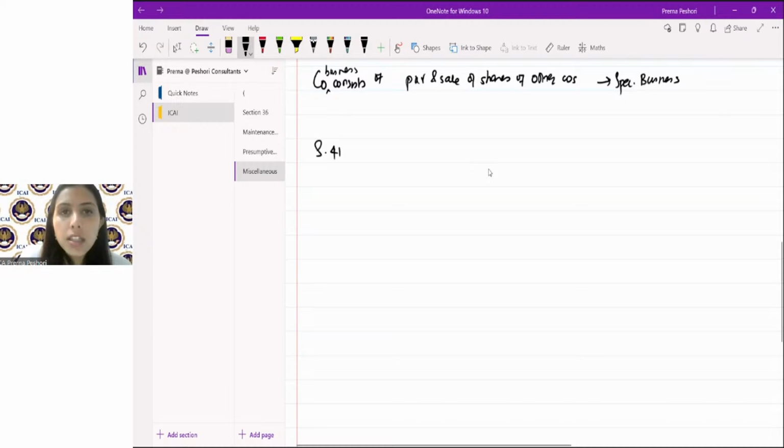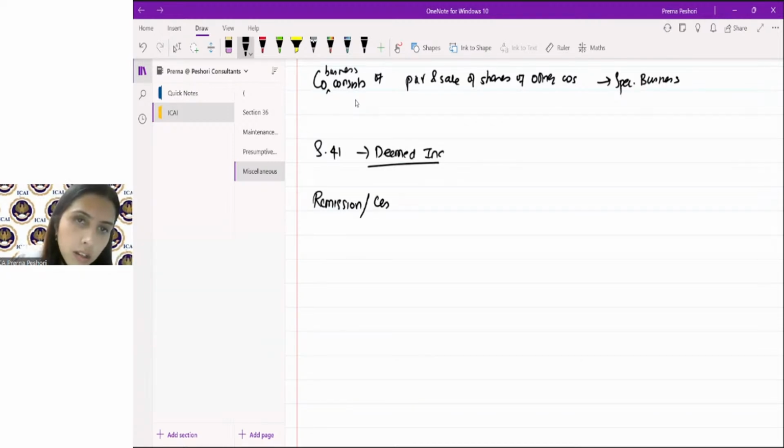Section 41, deemed income. So remission or cessation of trading liability, Section 41(1).